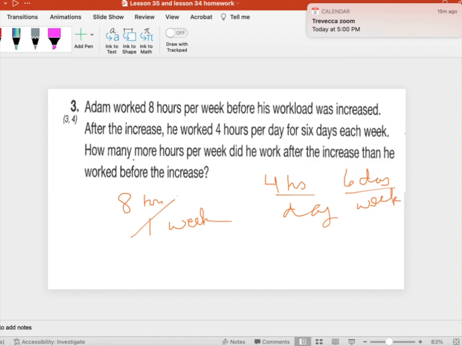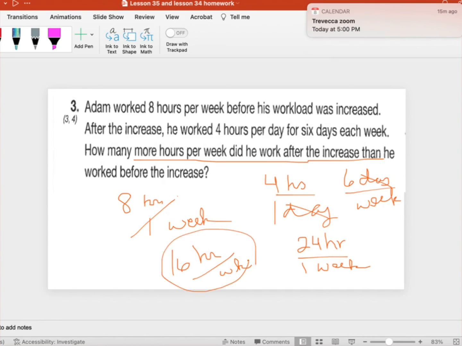How many more hours per week did he work after the increase? So let's think about 4 hours per day for 1 day and 6 days per week. Remember, the days are going to cancel days. We multiply: 4 times 6 is 24 hours each week. Now, he's working quite a few more hours a week, isn't he? He started at 8 hours a week, and now he's working 24 hours a week. And how many more? 24 take away 8 is 16 hours per week increase.